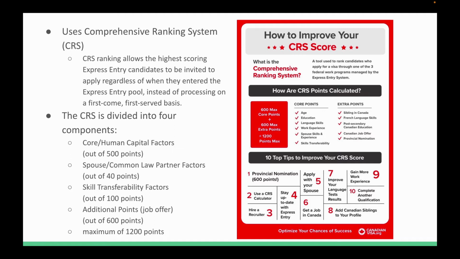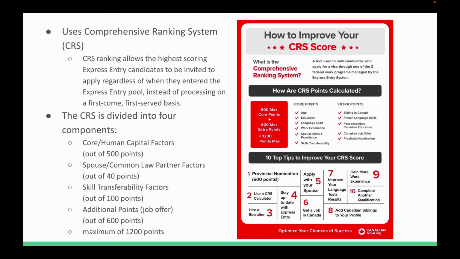And then you can also get extra points if you already have family here in Canada. So maybe you have a sibling here in Canada, right? If you're bilingual, so if you know both French and English. Maybe you attended school here in Canada and you've got a post-secondary Canadian education. Maybe you already have a job offer. Maybe you're part of the provincial nomination program. We'll talk about that in a few lessons. But all of these things kind of add up and you get a maximum score of 1,200.